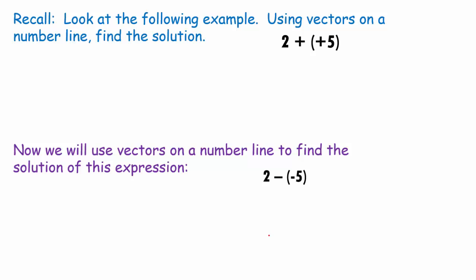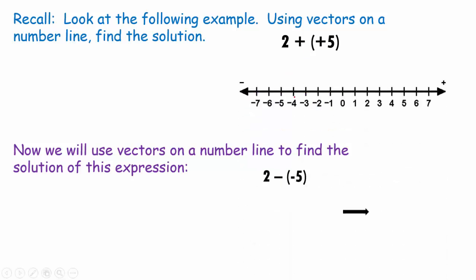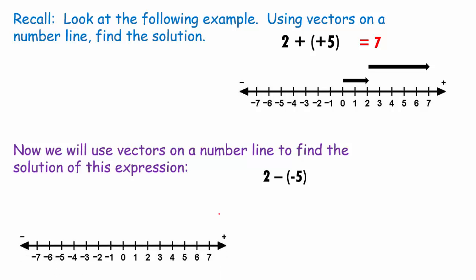Let's look at the following example using vectors and a number line. So 2 plus a positive 5. We remember on a number line, when we're adding a positive, we move to the right. So that would be 7. 2 plus 5 is 7. Now we're going to use vectors on a number line to find the solution to 2 minus a negative 5.